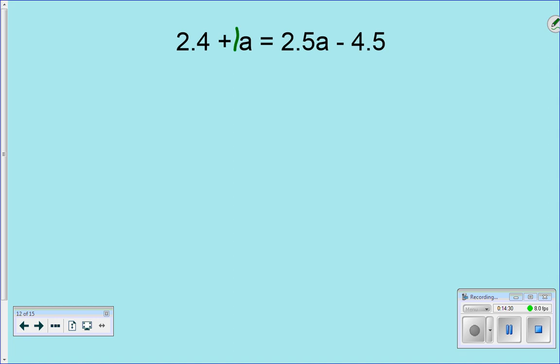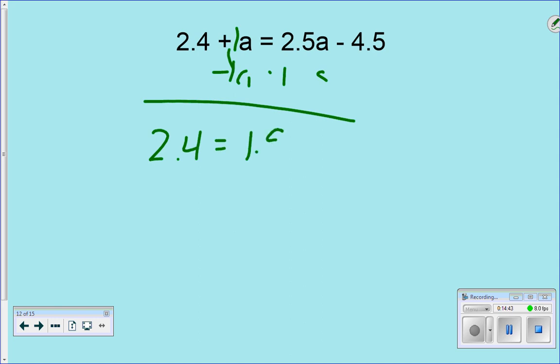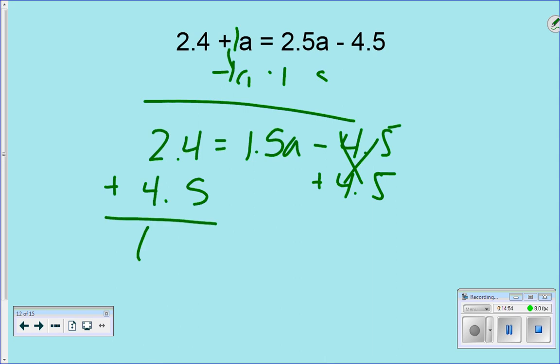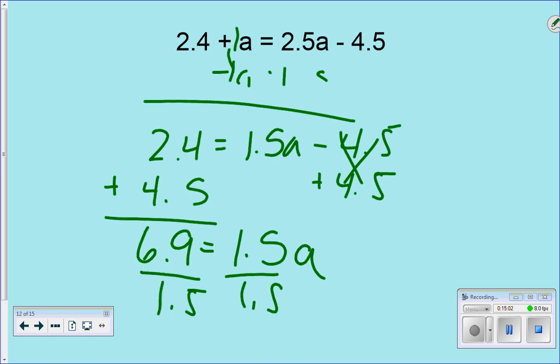Okay, what would you do first? Somebody tell me, what would you do first? Somebody I have not heard from, and I don't want you to yell at me. Emma. I did minus 1A on the... That's what I would have done too. So then it would be 2.4 equals 1.5A minus 4.5. Then what would you do? Plus 4.5. 6.9 equals 1.5A. Divide by 1.5. And I do not know what this is. 4.6. Okay.